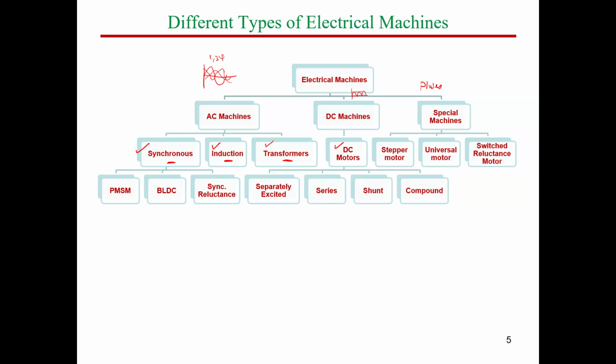For the DC machine, guys, we have the separately excited DC machine, the series DC machine, the shunt DC machine, and the compound DC machine. We will focus on the separately excited machine, which has more or less the same characteristics as shunt machines. So this is what we will cover in our class.